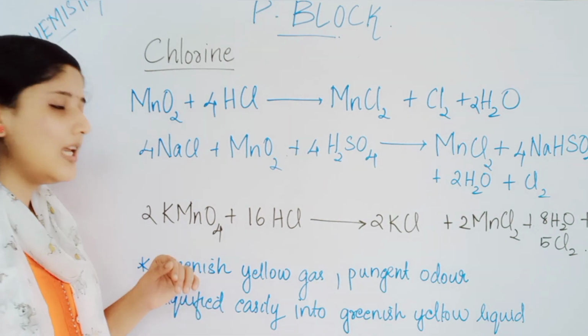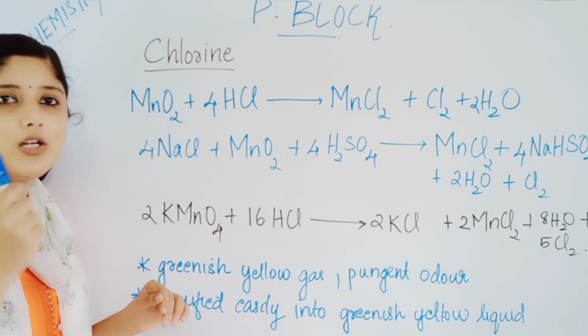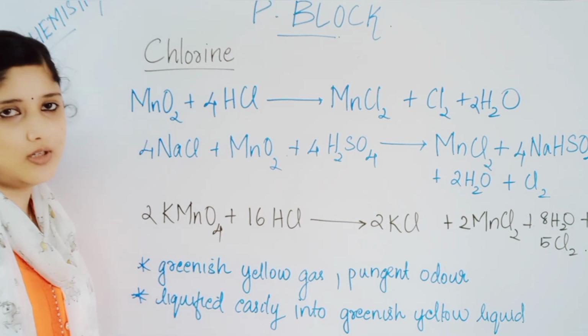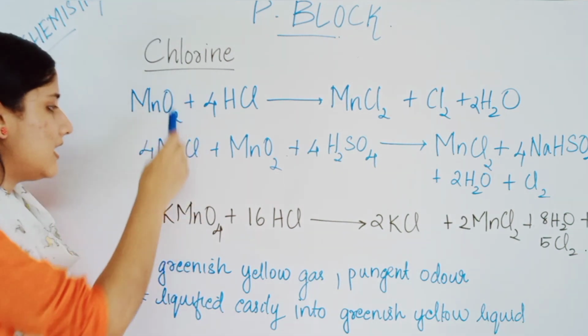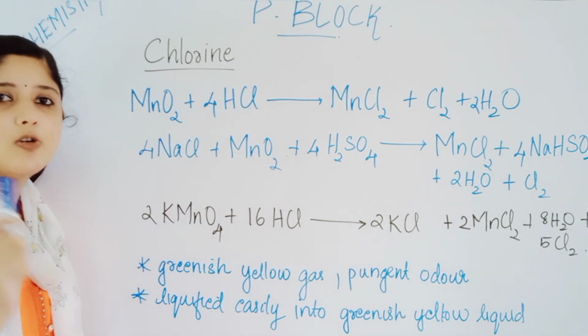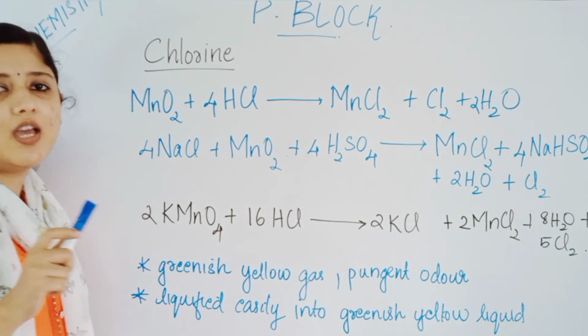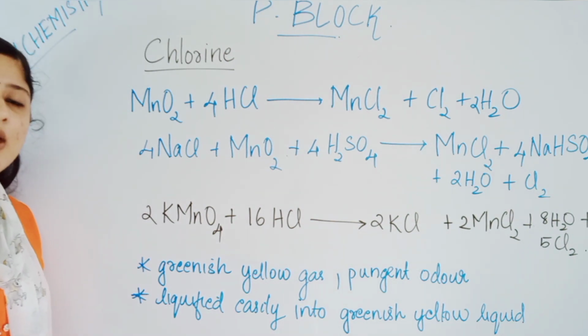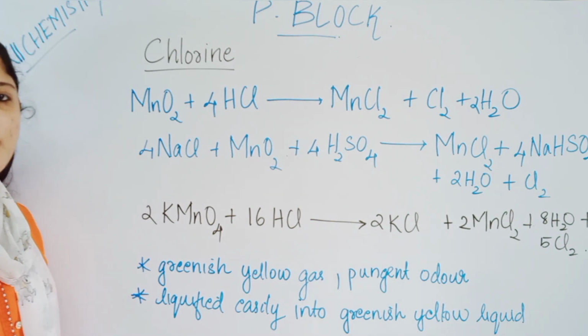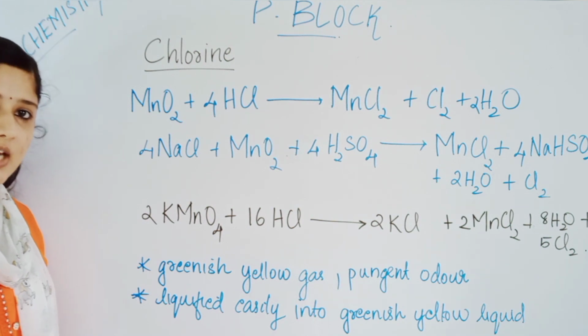And it can be easily liquefied into a greenish yellow liquid. These three are the important methods of preparation of chlorine. And the physical properties are: it is a greenish yellow gas, it can be liquefied easily, and it is also pungent smelling or has a suffocating odor.